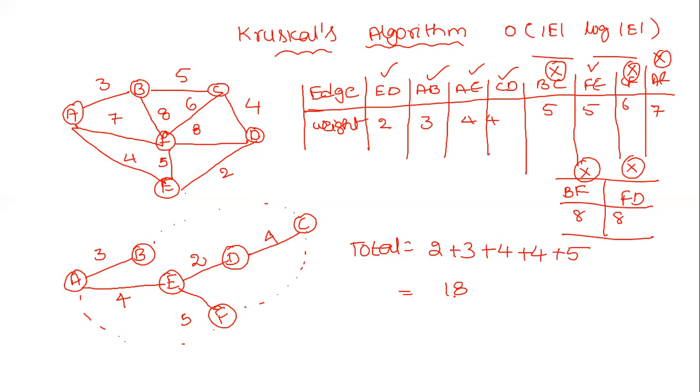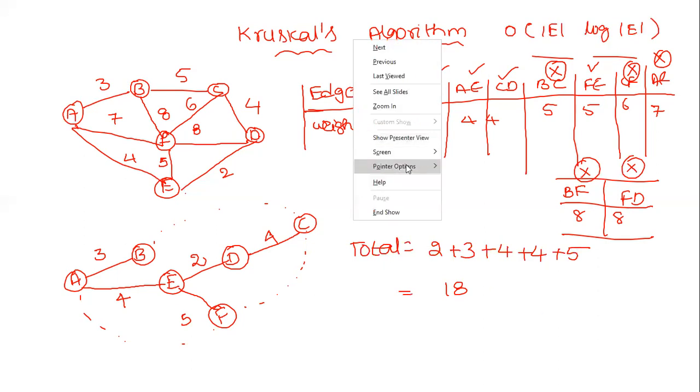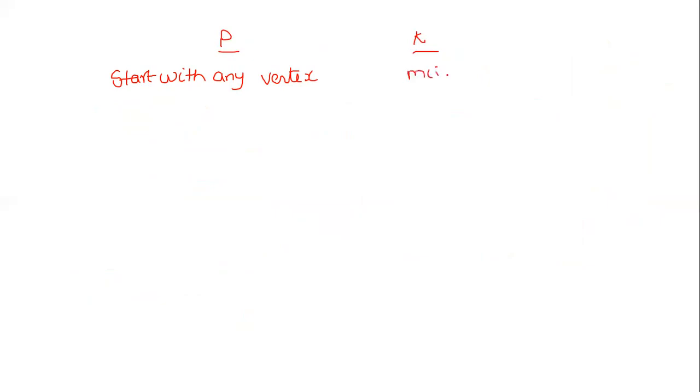So here some differences are there between Prim's and Kruskal's algorithm. Prim's algorithm starts with any vertex of the graph. There is no restriction on the starting position. Kruskal's starts with the minimum cost edge. So for the starting point there is a restriction: we will start with a minimum cost edge only.